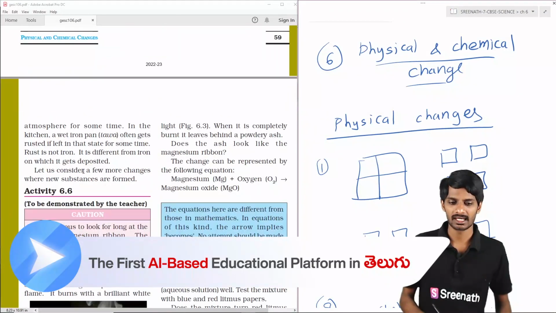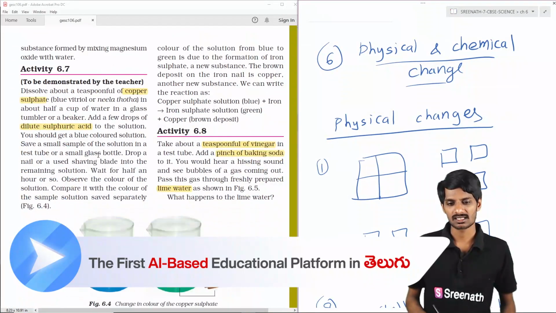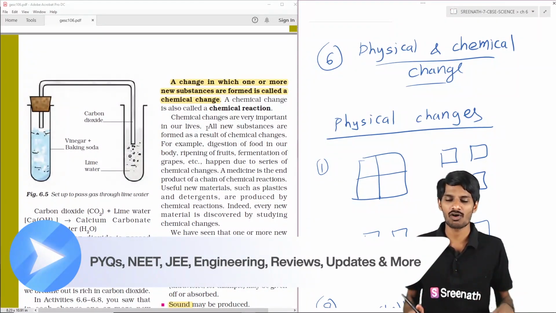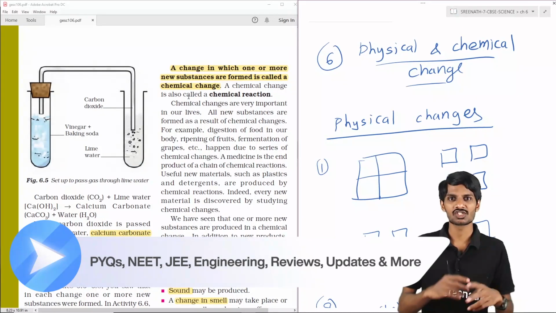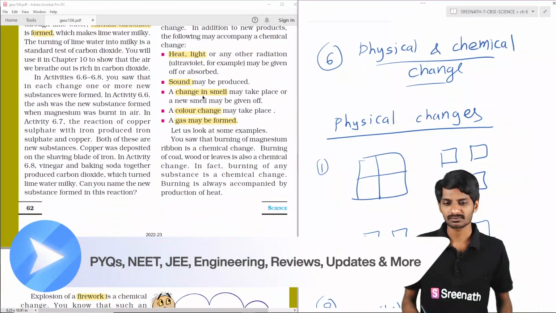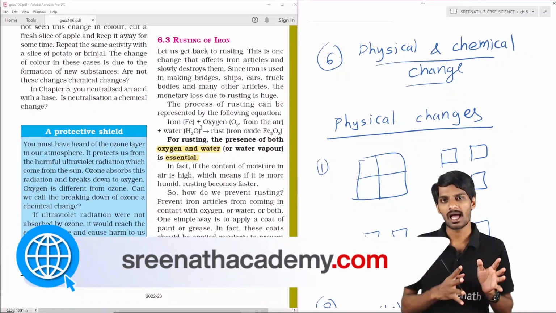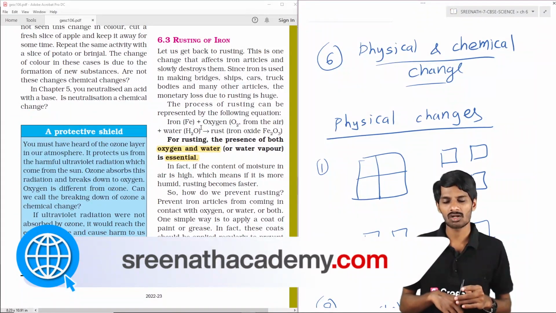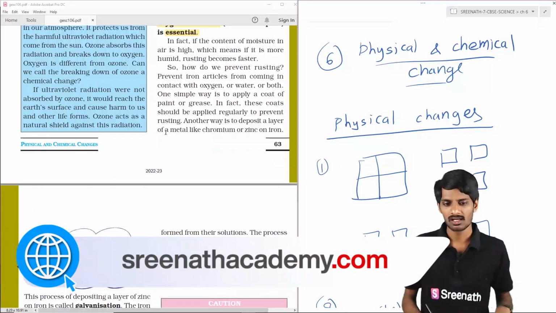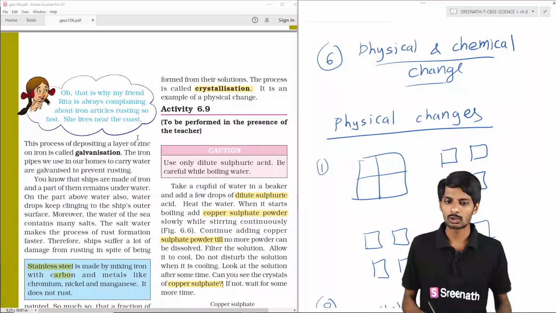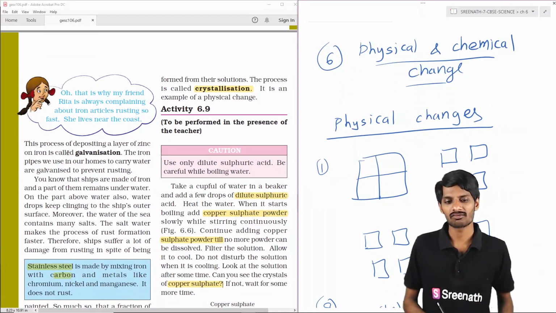An example is rusting of iron. A change in which one or more new substances are formed is called a chemical change. In a chemical change, new substances are formed, and heat is released, sound is released, color changes, smell changes. Next is rusting of iron. When iron combines with water and air, it forms iron oxide, which is nothing but rust. To avoid it, we paint the iron, or we do galvanization, depositing a layer of zinc on iron.